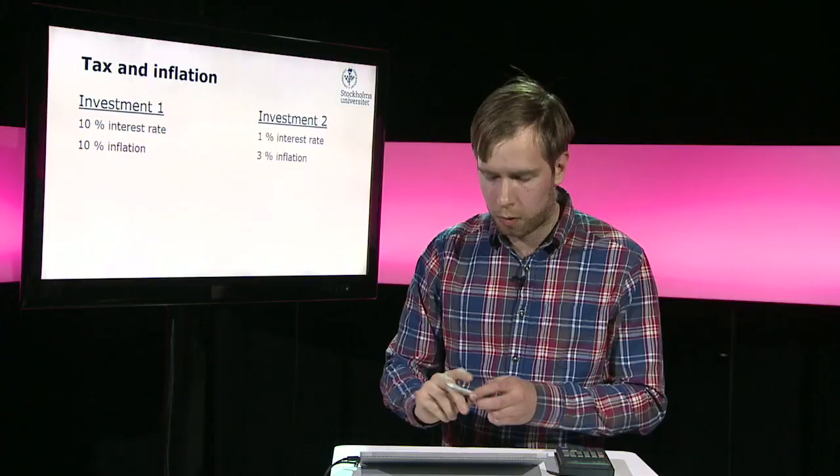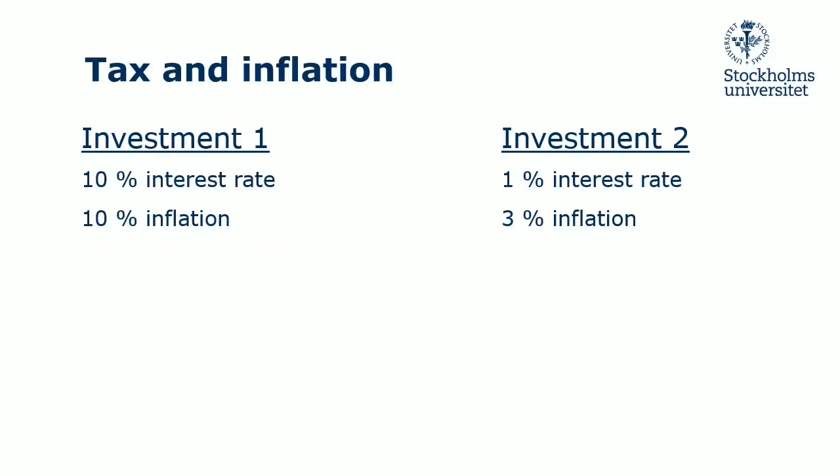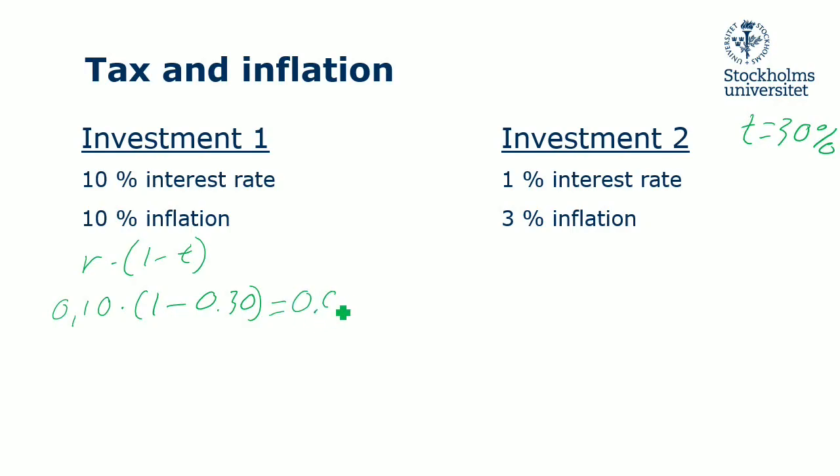Well, to answer that question, we need some kind of tax rate. So let's assume that the tax rate is 30%. Okay, then the after-tax rate, which was R times 1 minus the tax rate. In investment 1, we will have 10% times 1 minus the tax rate of 30%. So the after-tax interest rate would be 0.07 or 7%. Okay, so that's the after-tax nominal interest rate.